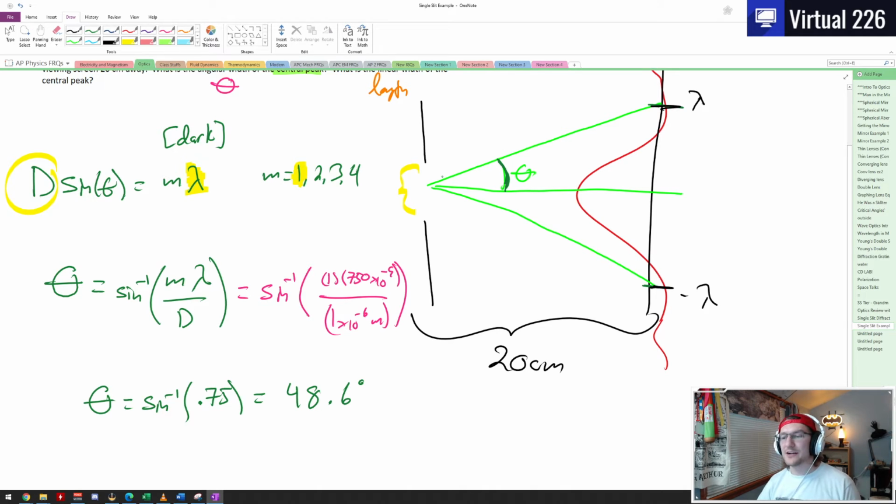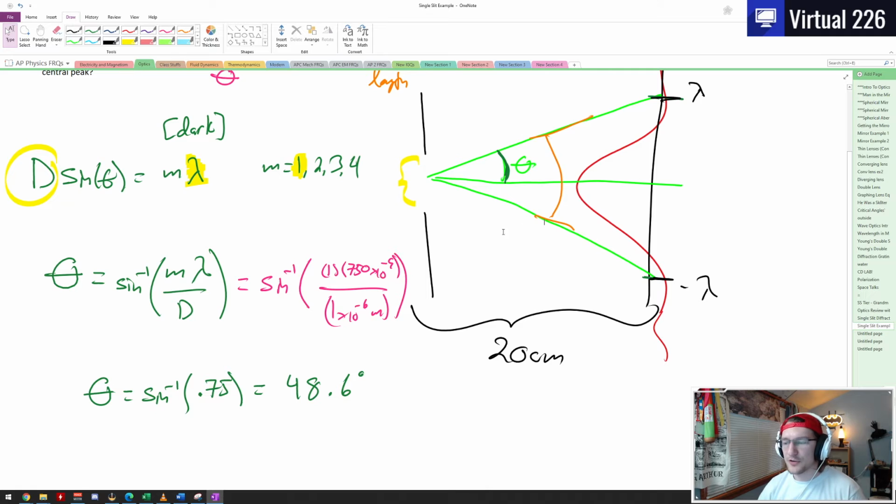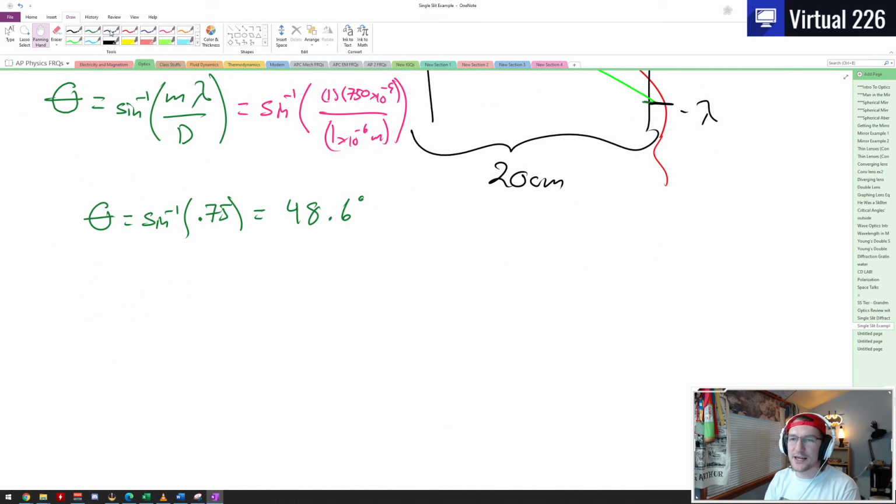Now, that is not the entire angular width of our setup. Our entire angular width is from the top line to the bottom line. So I want this whole thing. But luckily for us, there is symmetry here. So if I found the top angle, that angle is equal to the bottom angle. So I can just say twice, or 2 times 48.6 degrees gives me the entire angular opening of our central peak. So we'll just multiply that by 2, and we get something around 98.